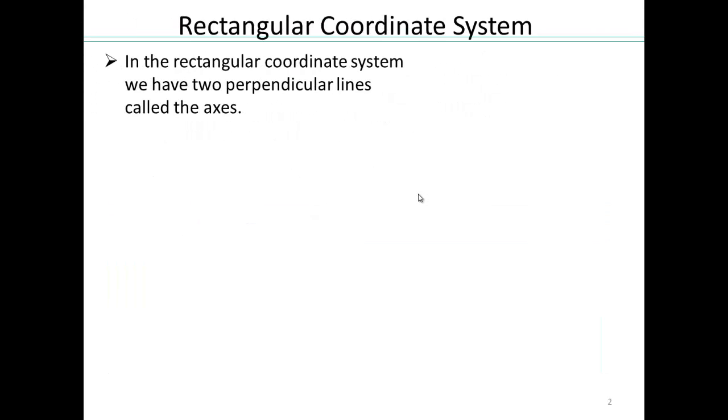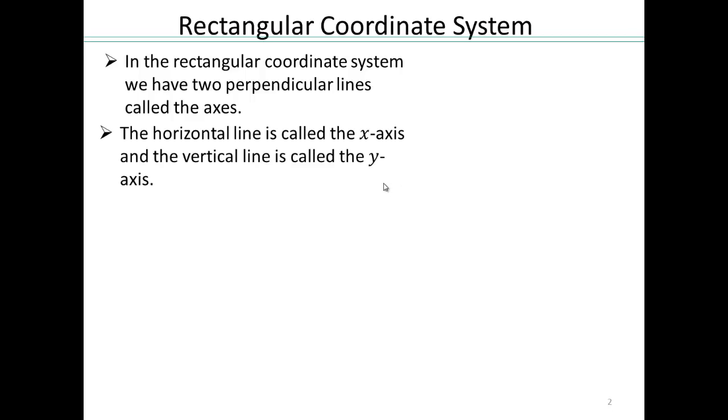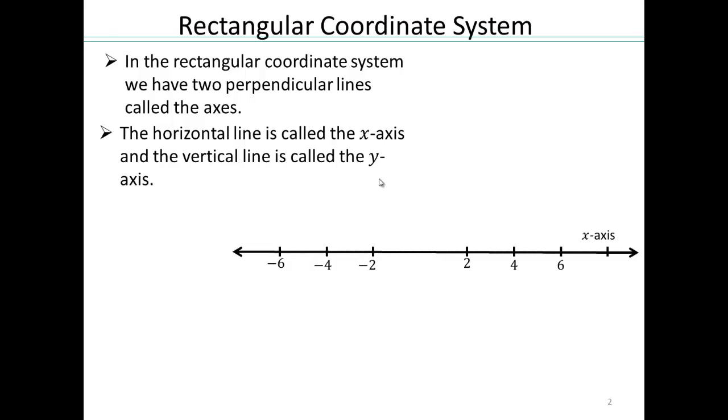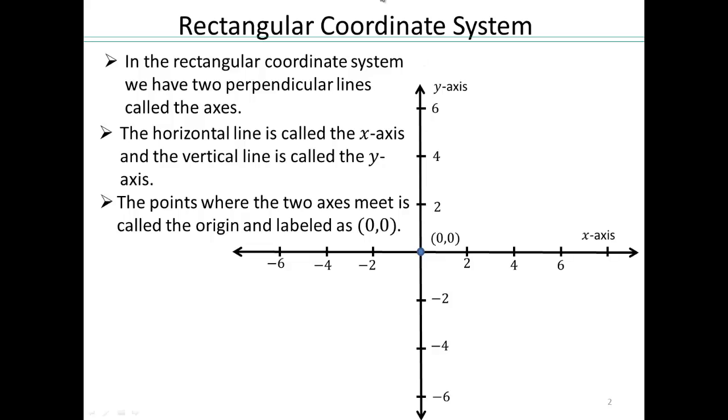In the rectangular coordinate system, instead of having just one number line, you're going to have to work with 2 number lines perpendicular to each other. They are called the axes. The horizontal axis is called the x-axis, and the vertical axis is called the y-axis. The point where the 2 axes meet is referred to as the origin and is labeled with coordinates 0, 0.